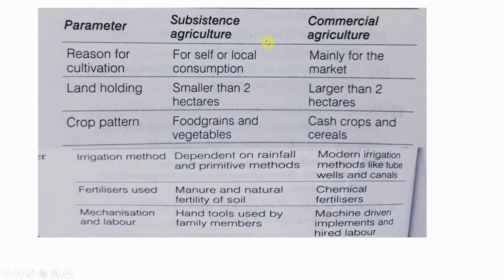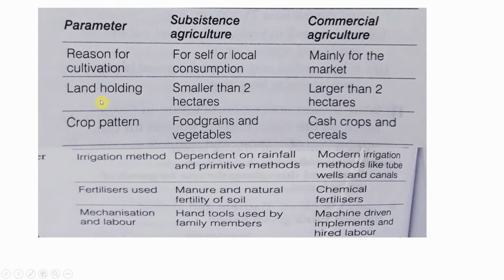Now we learn about the difference between subsistence farming and commercial farming on the basis of various parameters. The first parameter is the reason for cultivation or the main aim for farming. Subsistence farming is mainly done for fulfilling the needs of the family, that is for self-consumption, whereas commercial farming is done to sell the produce in the market, that is mainly for market.